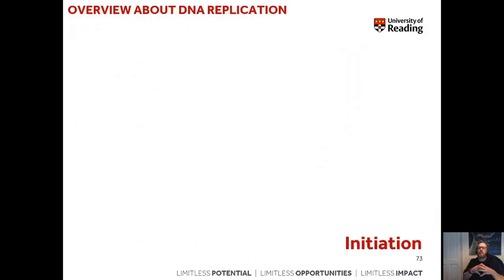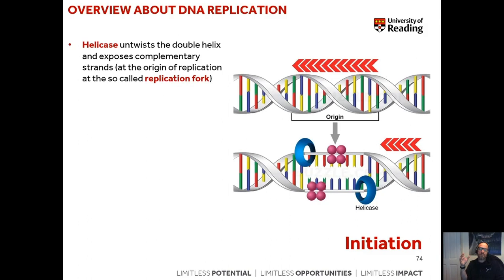So how does replication look step by step? The first step of replicating DNA, of generating identical copies, is obviously opening the molecule. And this is the job of an enzyme called helicase. Helicase untwists the double helix and exposes complementary strands at the origin of replication, at the so-called replication fork. This is the place on the DNA where replication actually starts.